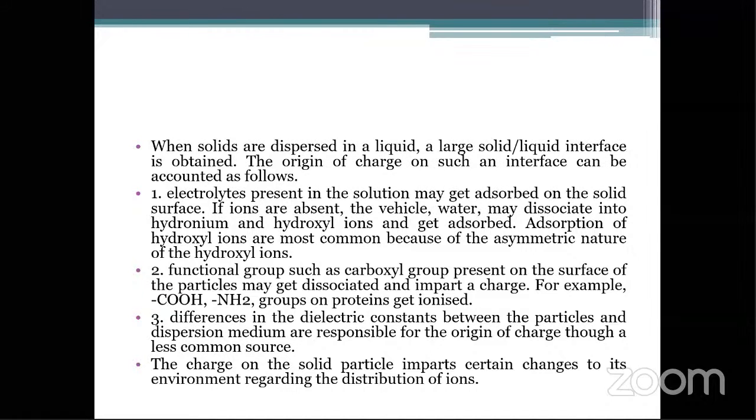Already I told you the first one, presence of electrolyte. Second one is presence of functional groups, for example carboxyl group and NH2. And another reason for the origin of charge is a difference in dielectric constant. The difference in dielectric constant between the particles and the dispersion medium is responsible for the origin of charge through a less common source.